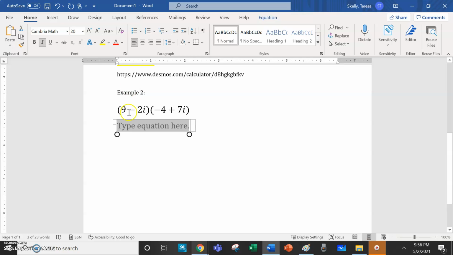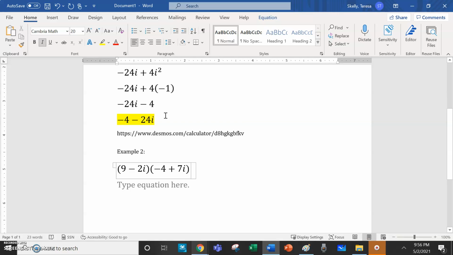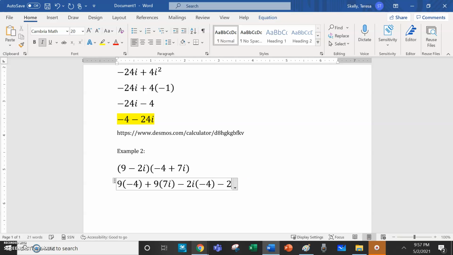So all I'm really doing is separating out the first term, 9, and doing what I did in the first example, multiplying it to both of the second terms. And then I will do the same thing with the -2i to both of the terms in the second expression. So 9 is going to multiply -4. It's also going to multiply 7i. Notice that I'm just using this with addition. I'm going with the sign of the term. And then with the -2i, I'm going to indicate -2i times -4, and then -2i again times +7i.